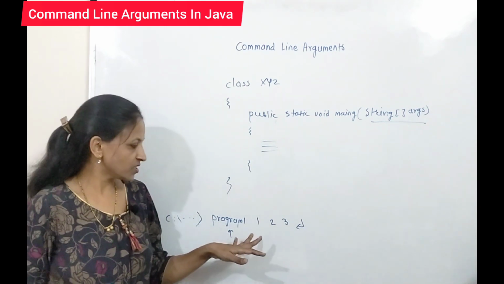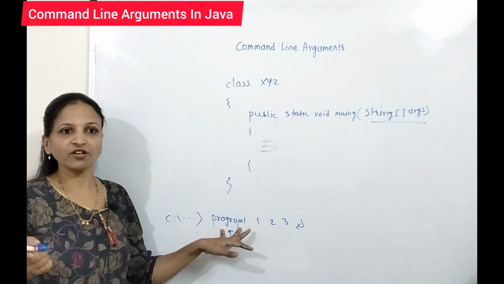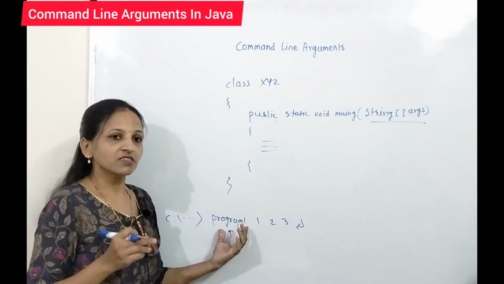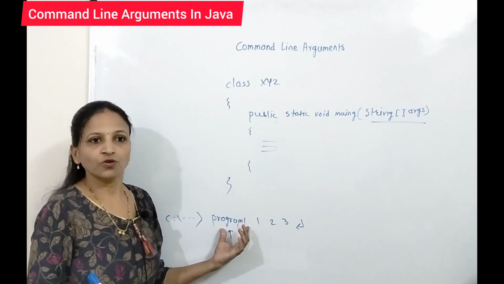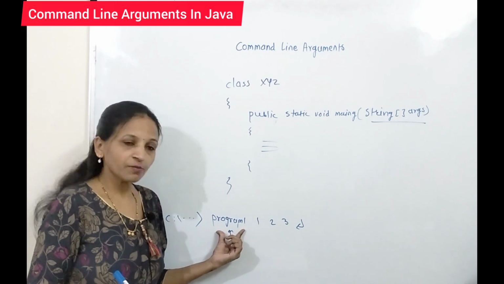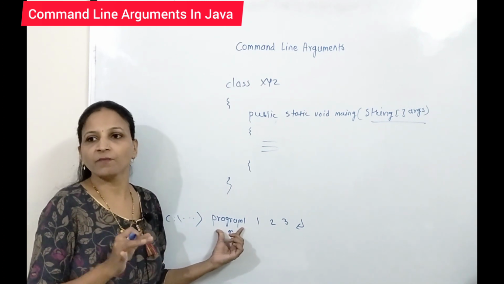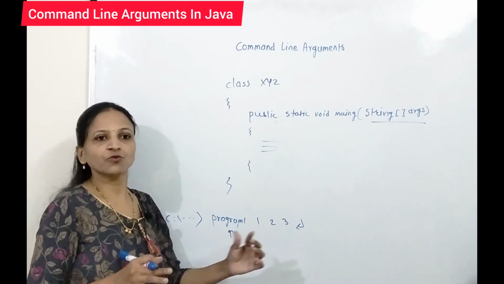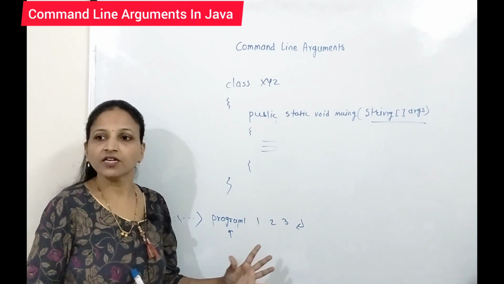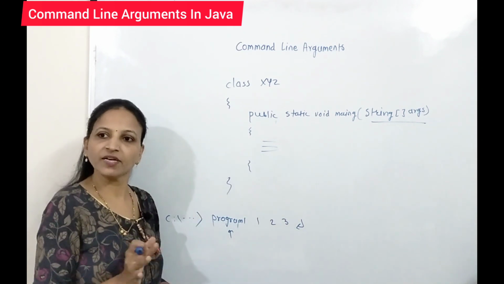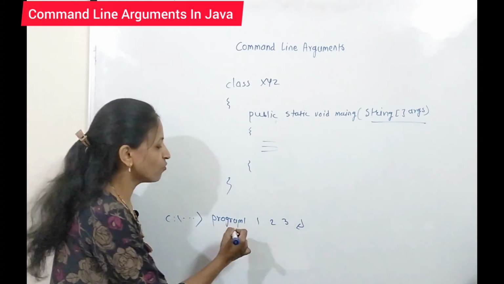This is argv, the argument vector, which we normally use. That argv of 0 is nothing but the first command line argument, that is the name of the file, program1, and then argv of 1, argv of 2, argv of 3, and so on. Here the number of arguments, 1 2 3 4, is counted like this, which means argc will have the value 4.